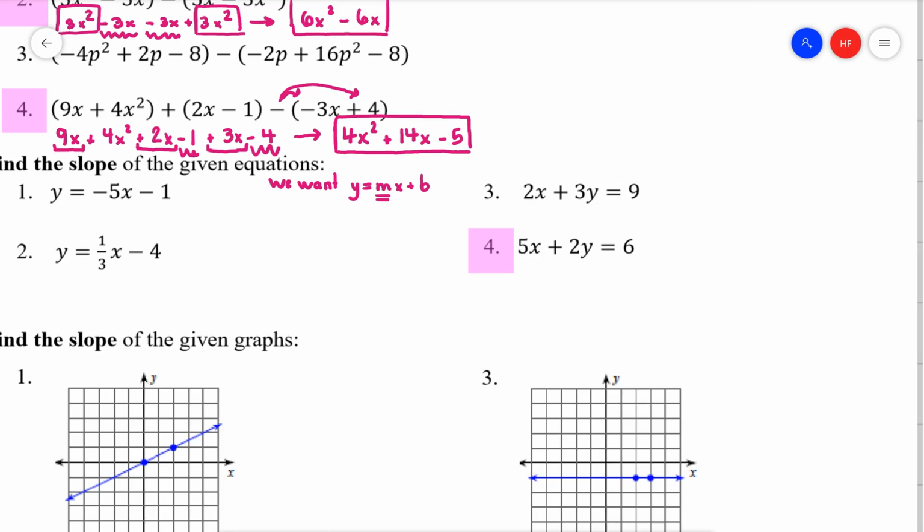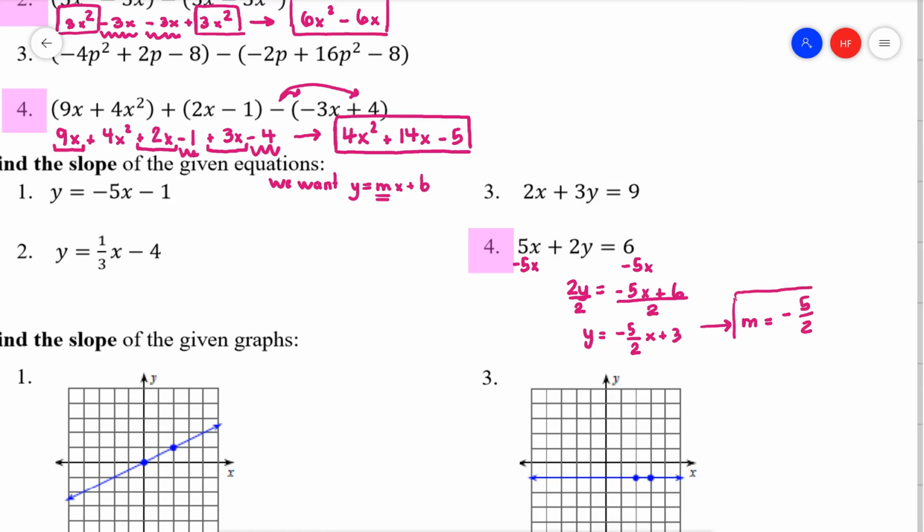So I'm going to move that 5x over first, so we can isolate the y. I still have 2y equals negative 5x with a positive 6, so plus 6. And again, I still have 2y. I need to get y by itself, so I'll divide everything by 2. We get y is equal to negative 5 over 2x plus 6 divided by 2 is 3. And it says find the slope. So if I'm just writing my slope, then m equals negative 5 over 2.